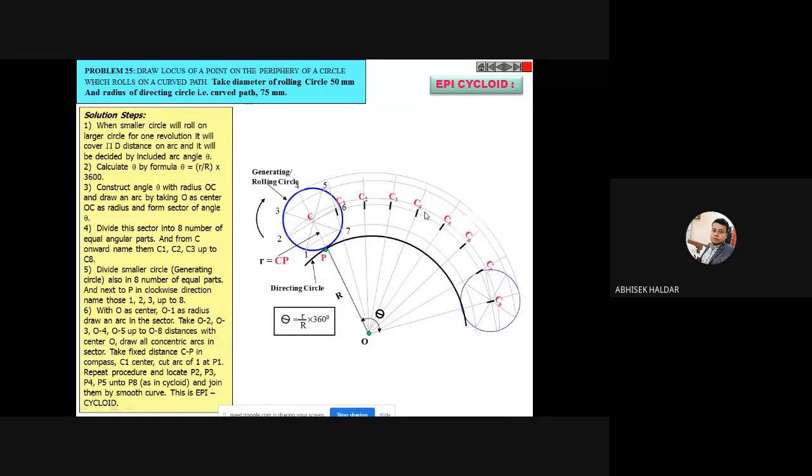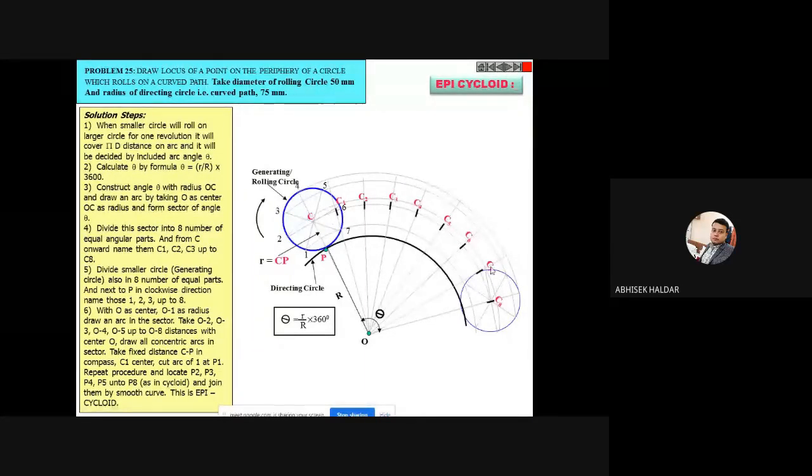Now I'll go to the last step of this construction. Up to this marking of C1, C2, C3, C4 points, is it clear to all of you? Is there any doubt? No one is responding. Hello? No doubt, sir. Okay, thank you.